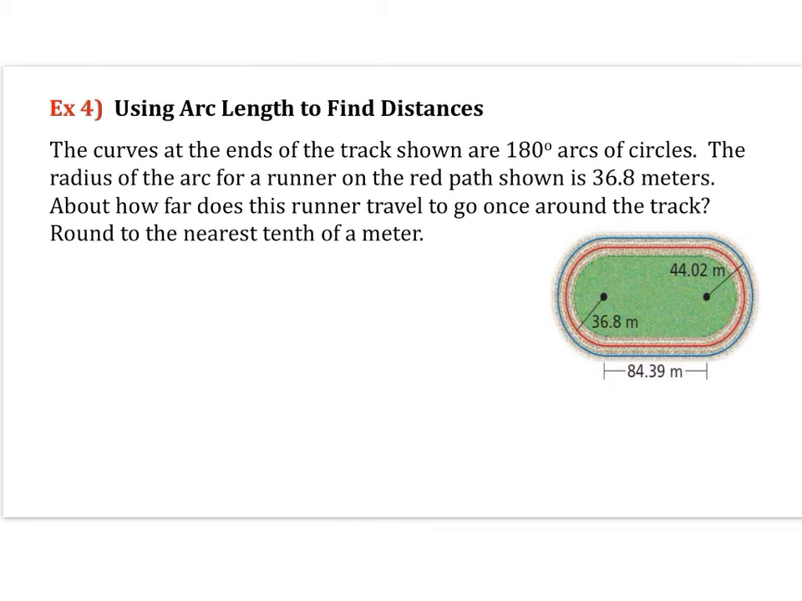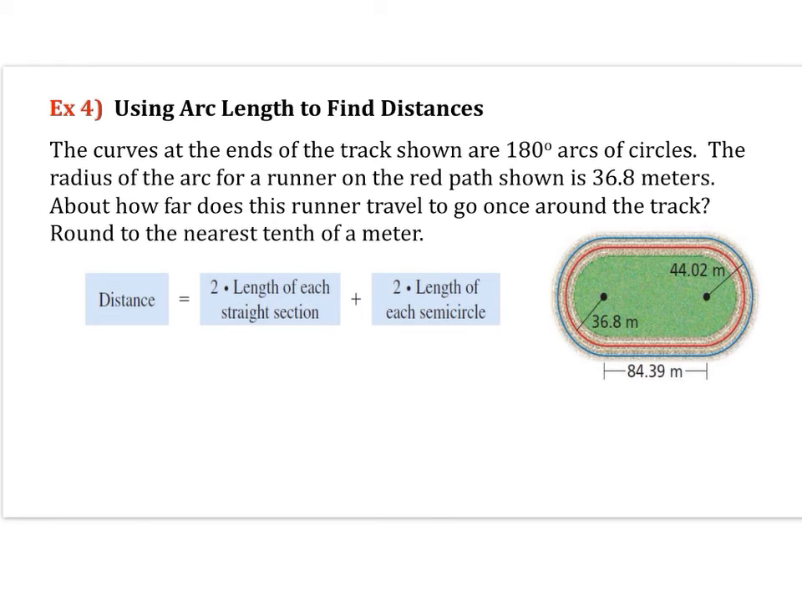All right, our final example, let's use arc length to find distances. The curves at the ends of the track shown are 180-degree arcs of circles. The radius of the arc for a runner on the red path shown is 36.8 meters. About how far does this runner travel to go once around the track? Round to the nearest tenth of a meter.